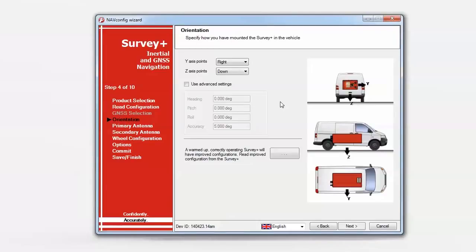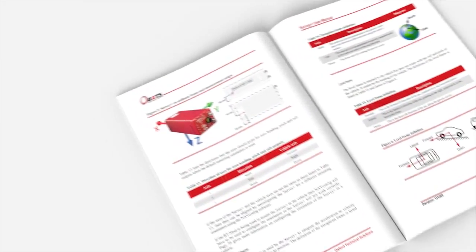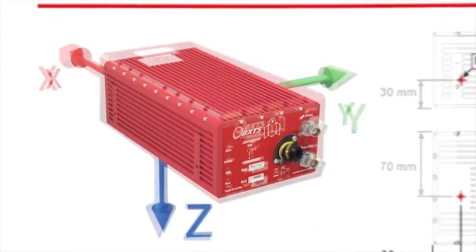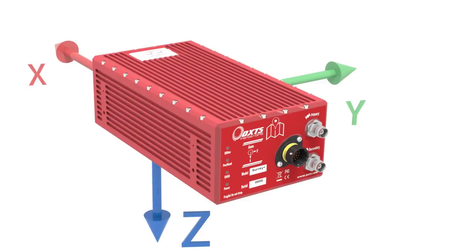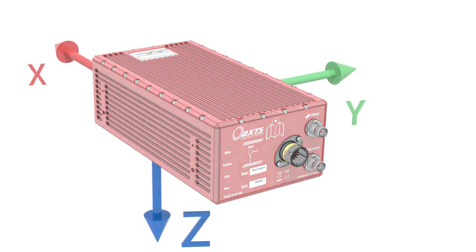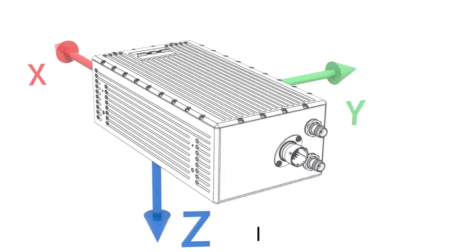The Orientation page is where we tell the product how we have it mounted in a vehicle. We need to do this for several reasons. Most importantly, because we want our measurements to be output in the vehicle's coordinate frame and not in the coordinate frame of the inertial measurement unit. Coordinate frames are explained in the product manuals, but it's worth taking a moment to look at two of them now. Inside each of our products is an inertial measurement unit, or IMU for short.